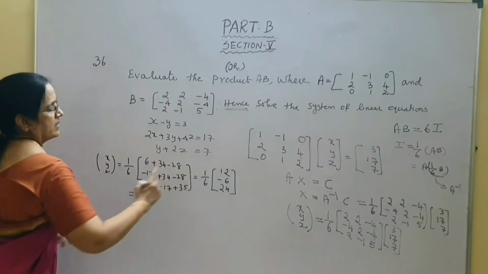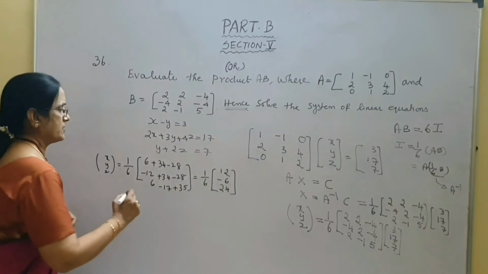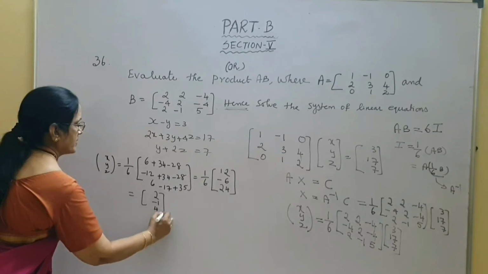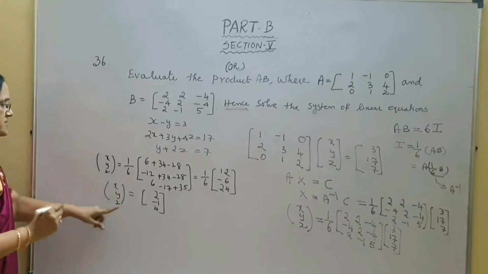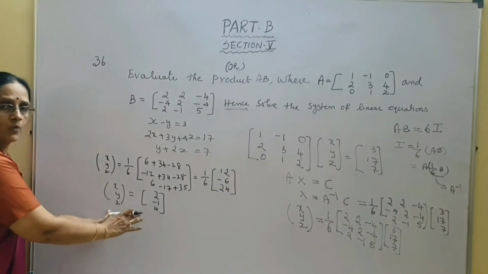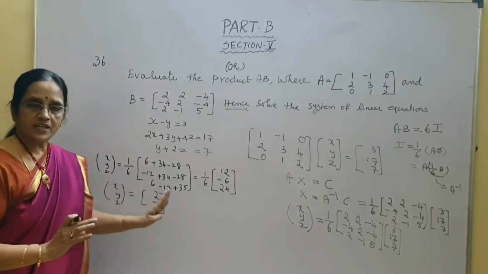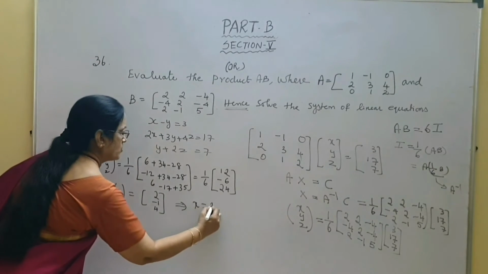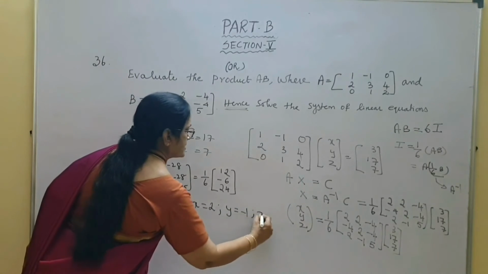That is, take this 1 by 6 inside, or divide each and every element by 6, you will be getting 2, minus 1, 4. That is, the column matrix X, Y, Z is equal to the column matrix 2, minus 1, 4. Since these two matrices are equal, the corresponding elements are also equal. So by equating the corresponding elements, we get X is equal to 2, Y is equal to minus 1, Z equal to 4.